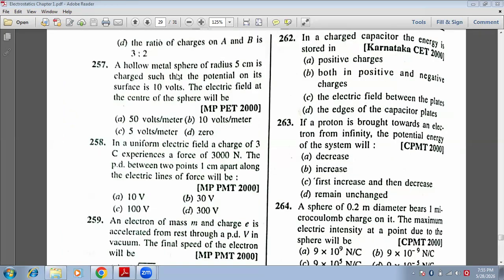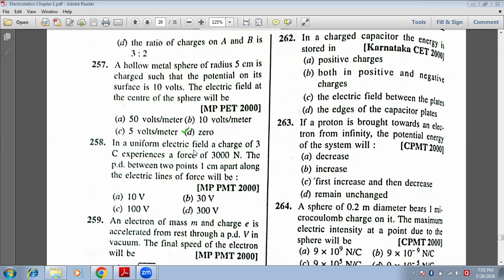A hollow metal sphere of radius 5 centimeter is charged such that the potential on its surface is 10 volts. The electric field at the center of the sphere will be: option A, 50 volts per meter; option B, 10 volts per meter; option C, 5 volts per meter; option D, 0. Correct answer: option D, 0.